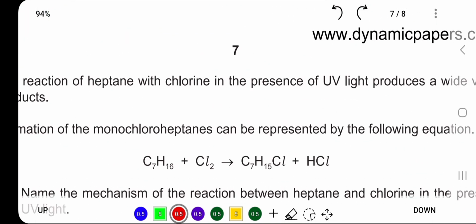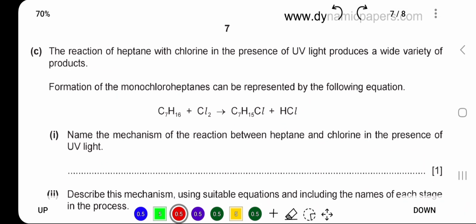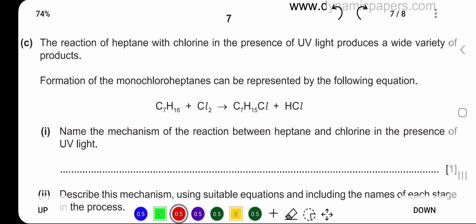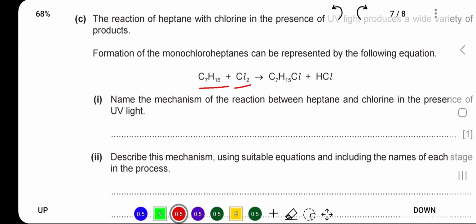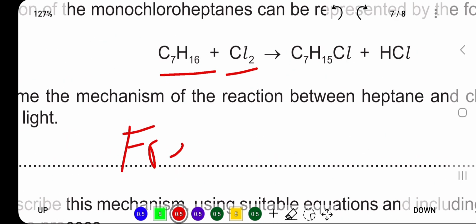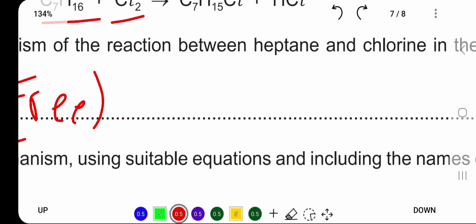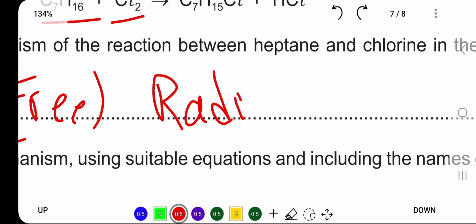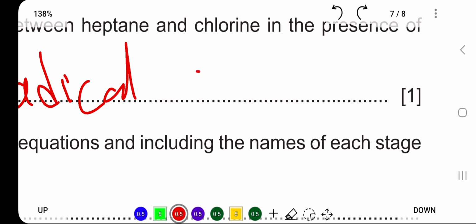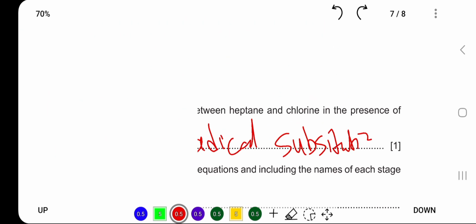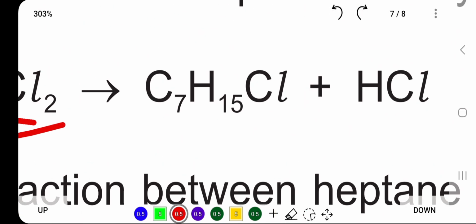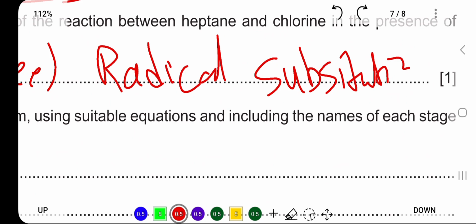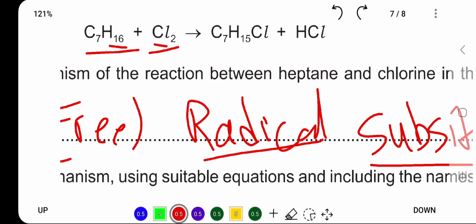Okay, now you're in the substitution of alkanes. Name the mechanism of this reaction between heptane and chlorine. Between heptane and chlorine, this is free, not really necessary, but radical is very, very necessary. Radical. What type of reaction is it? A substitution reaction. Why? Because the Cl takes the place of one hydrogen to give you C7H15Cl. That's the substitution.